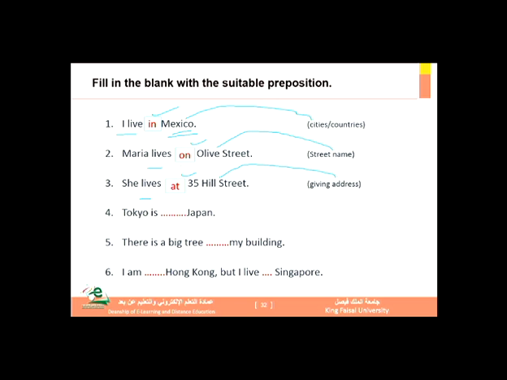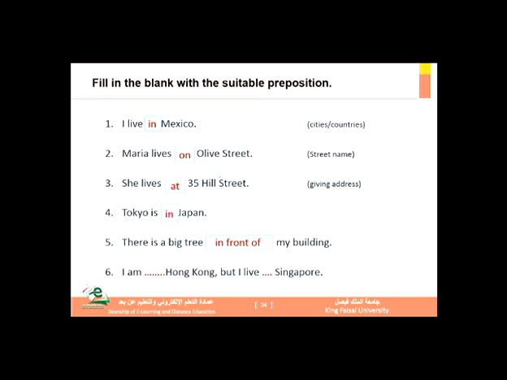What about sentence number 4? Tokyo is Japan. Tokyo is in Japan. So we are dealing with the name of the country again, and Tokyo is part of Japan. So Tokyo is located in Japan. There is a big tree my building. According to the exercise, there is a big tree in front of my building.